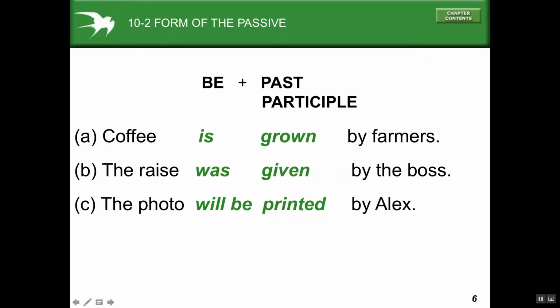And you'll notice here that the past participle stays the same. This is always the past participle form. But the form of the verb be expresses the tense of the sentence. So this is in the present, this is in the past, and this is in the future. So you can change the tense of passive sentences by changing the form of to be.